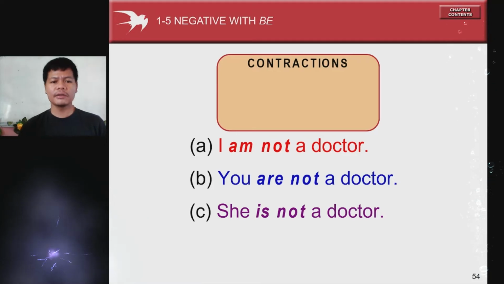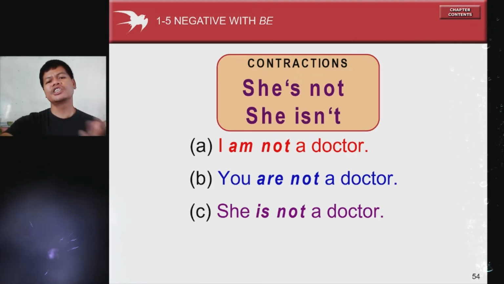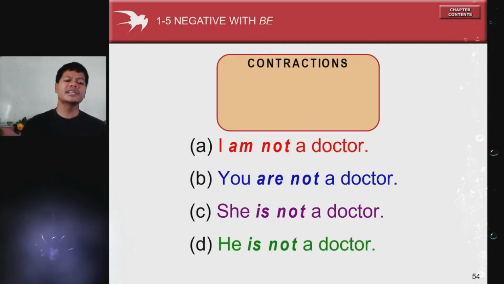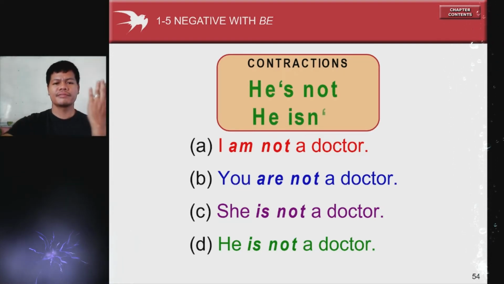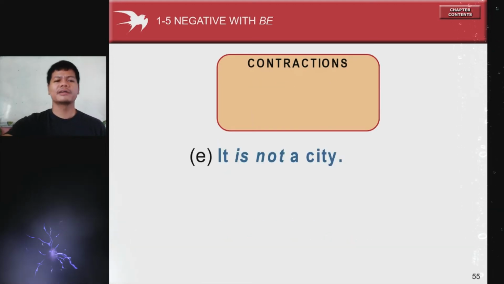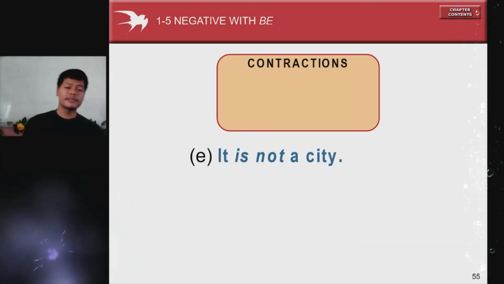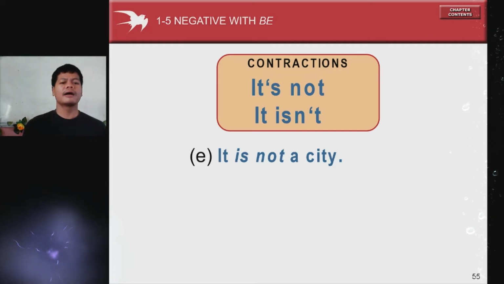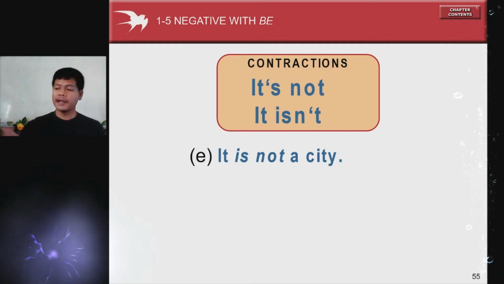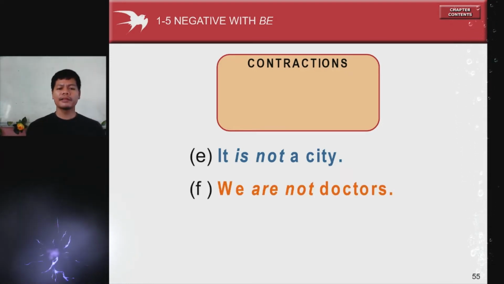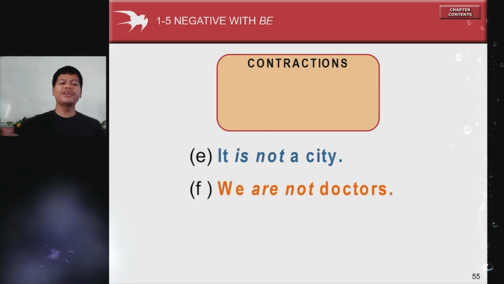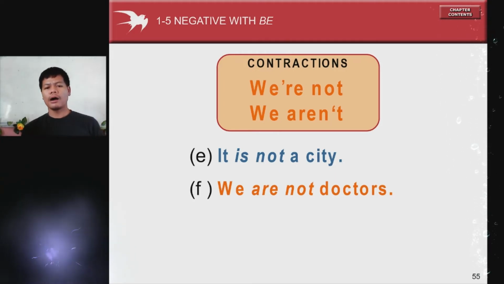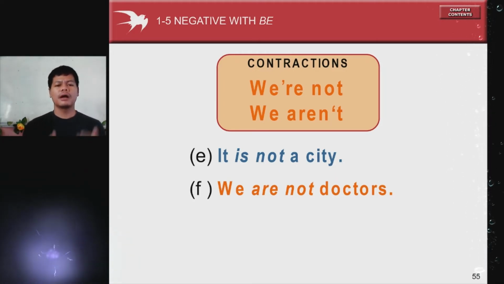She is not a daughter. She's not, she isn't a daughter, okay. He is not a daughter. He is not, or he isn't a daughter, okay. It is not a city. Do you know? It is not, or it isn't a city, okay. Can you understand? And we are not doctors. We are not, we aren't doctors.